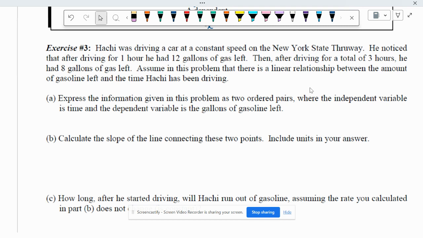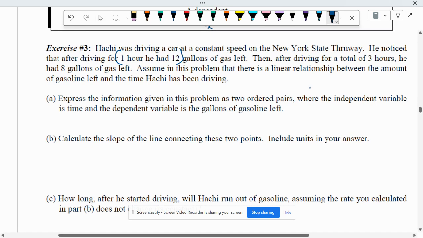What are the two ordered pairs in our word problem? We should be on page 23 in our packet. Our first ordered pair is right here: 1, 12. This is time, hours, and our x-axis is always time. And this is gallons. What is our other ordered pair? 3 and 8. Okay, so those are our two ordered pairs. It says express it as two ordered pairs: 1, 12 and 3, 8.